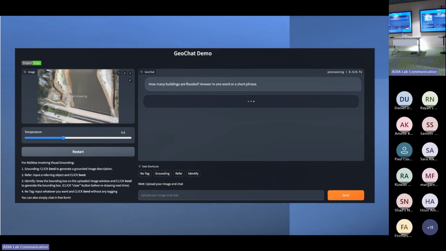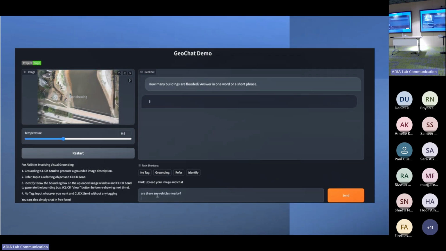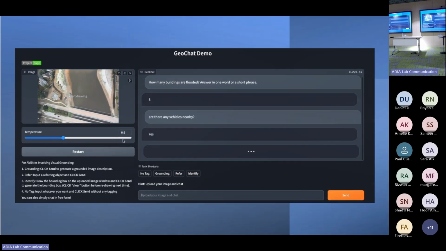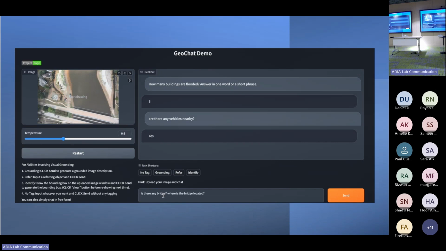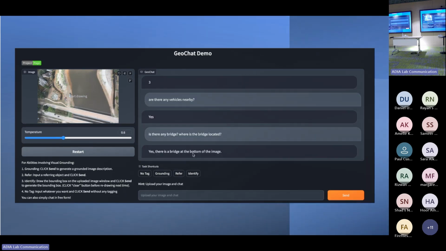Here is the image of a flooded area. The question was how many buildings are flooded. The model says 3. Then the user asks if there are any vehicles or any bridge in the image. The model says yes, there is a bridge and there is a vehicle as well.